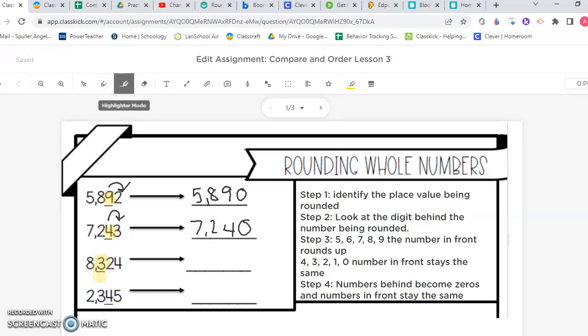Okay, let's do this again. Here we're rounding the hundreds place. So I'm looking back at the 2. I see the 3 is going to stay the same, and I'm going to put the zeros behind it. And the 8 stays the same in front of it. All right, here we're rounding the tens. Let's look back. I have a 5. 5 is one of those numbers. So 4 is going to go up a number. Well, what's the next number you count to? We always count to 5 after 4. Numbers behind become 0. Numbers in front stay the same.